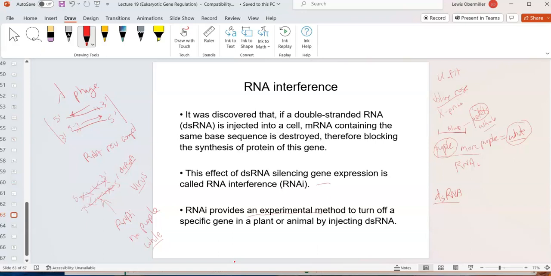So it's an experimental method to turn off genes by injecting double-stranded RNA into plants or animals. And sometimes it works, sometimes it doesn't. There's actually a video on Nova, if you look it up, RNA interference, and I think I put the link in Canvas under Pages. So if you want to explore this more, they use this for macular degeneration.